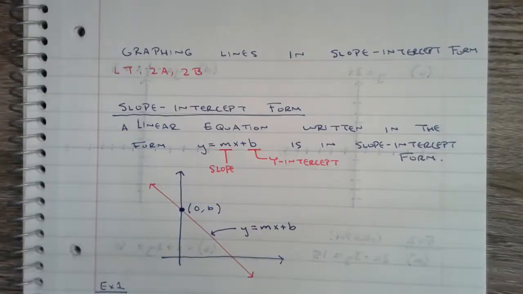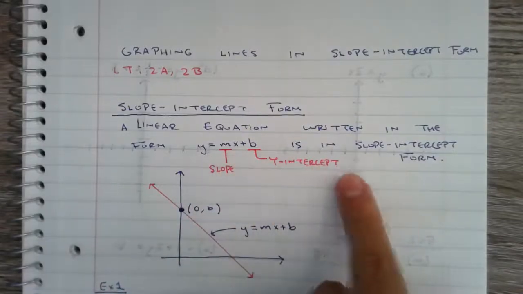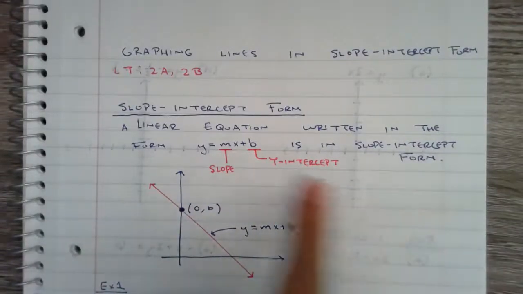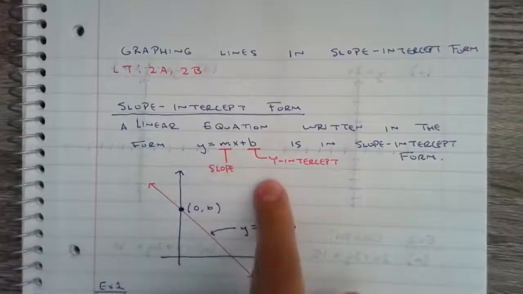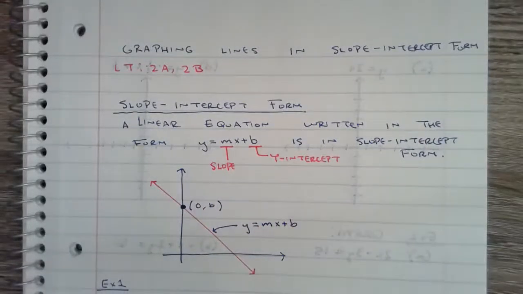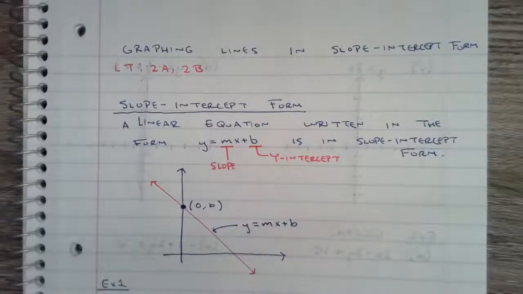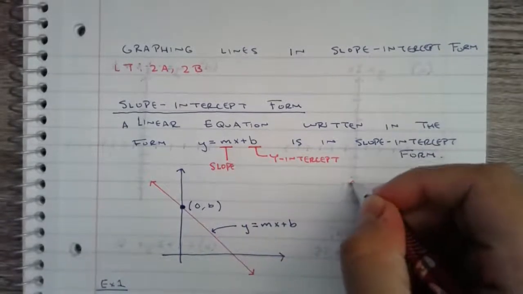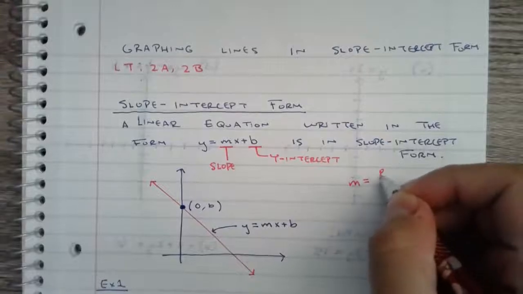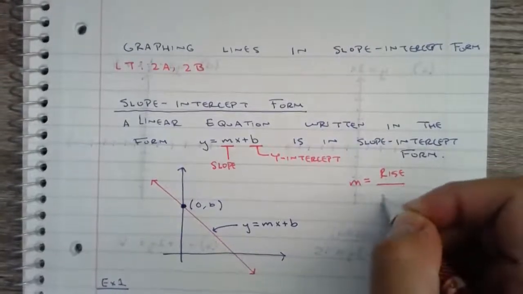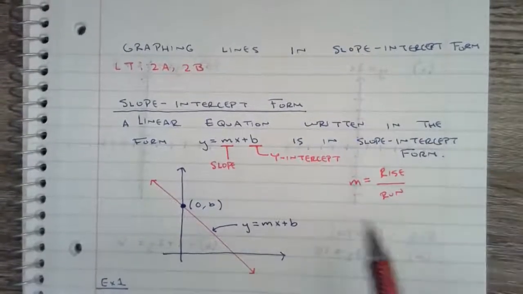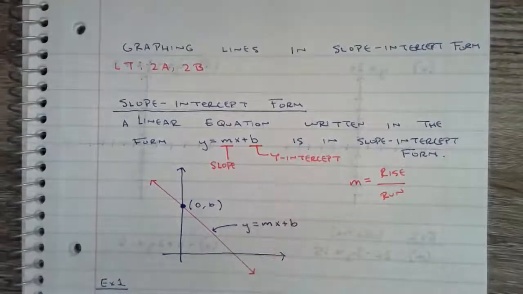A linear equation written in the form y equals mx plus b is in slope-intercept form. Whenever you see an equation that looks like mx plus b, then you know it's slope-intercept form. The m value right here is always going to be your slope. And if you can recall, your slope is always rise over run. Keep that in mind. And then your b is your y-intercept.